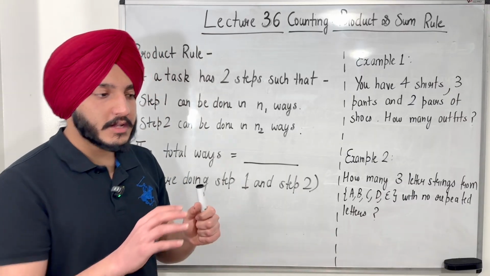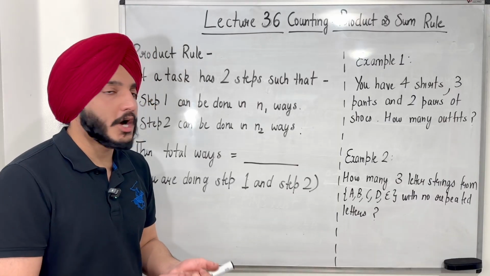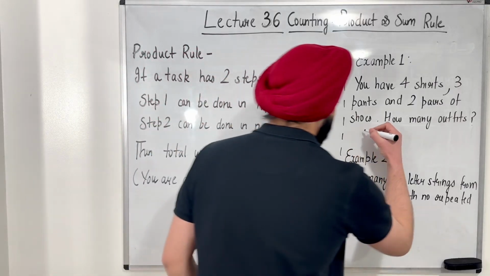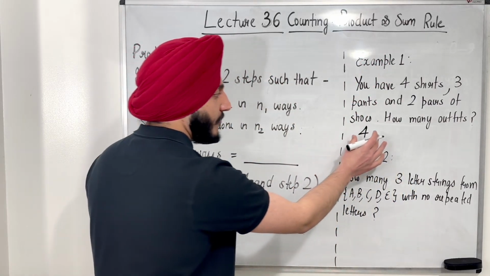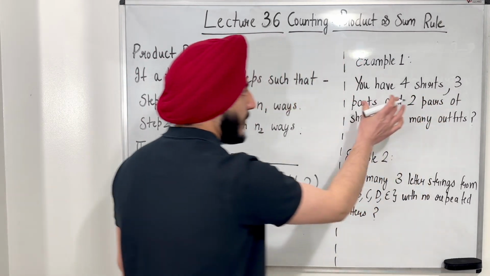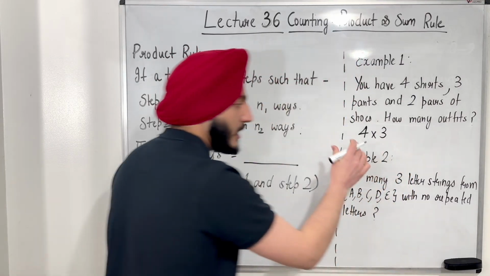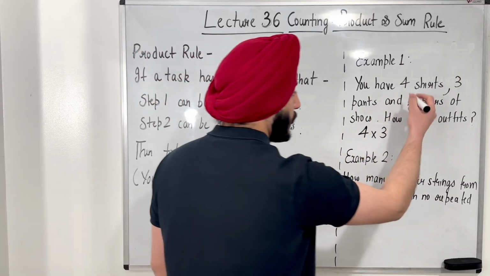So think about this, right? This way I can have so many combinations. But if I ask you the question, how many combinations would there be in total? So I can say I have 4 shirts. Now carefully look at the board, right? I say I have 4 shirts, right? I can combine it with 3 pants. So that would give me 4 multiplied by 3 combinations, right? And then I can combine it further with 2 pairs of shoes.